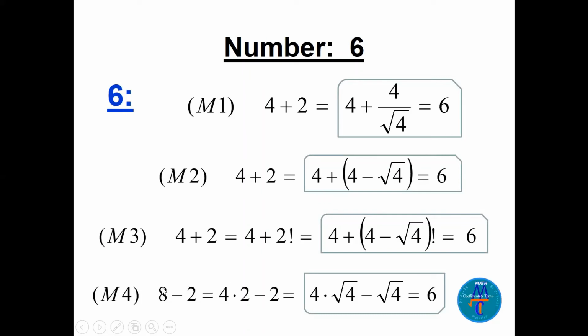Also, I can write 8 minus 2. That's 6. You see, 8 minus 2. 8 is 4 times 2. But I cannot leave it here. So this 2, I can make it square root of 4. And the other 2, I can make it square root of 4. Look at the equation, M4, method number 4. So I can say 4 times square root of 4 minus square root of 4 is equal to 6.